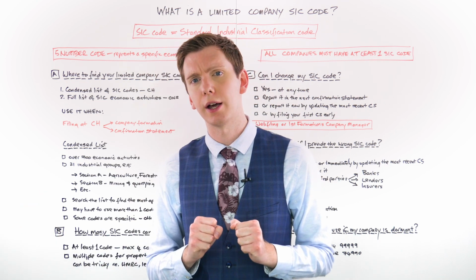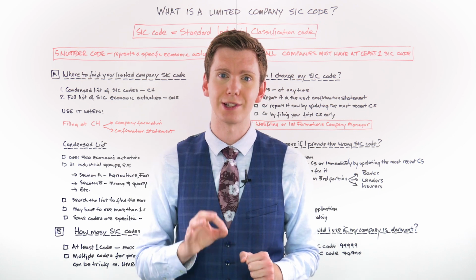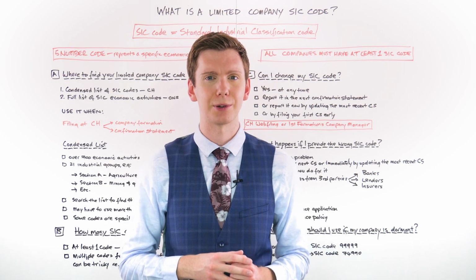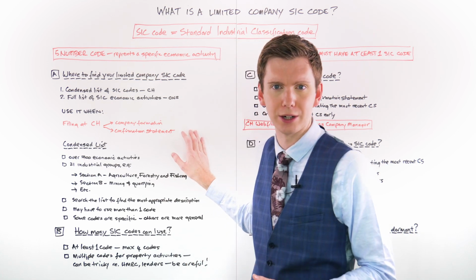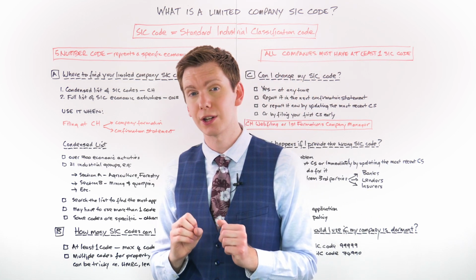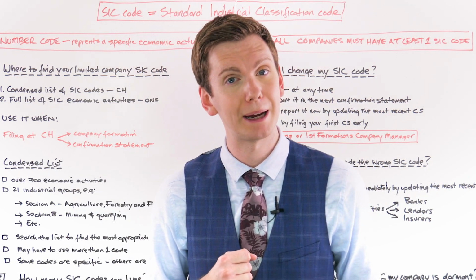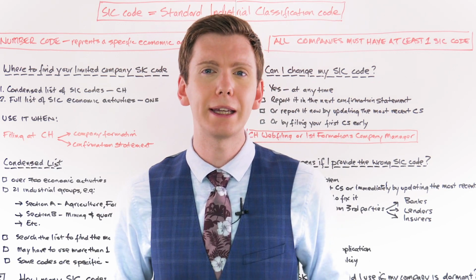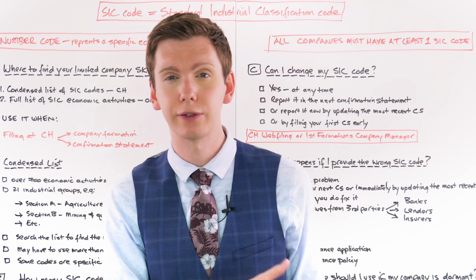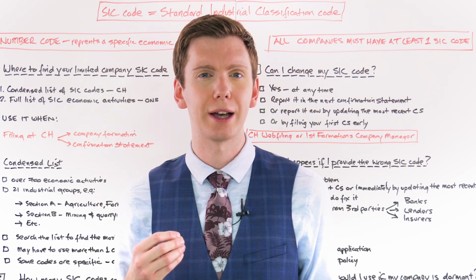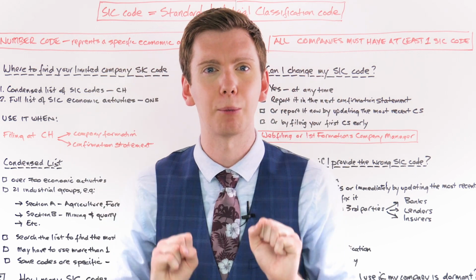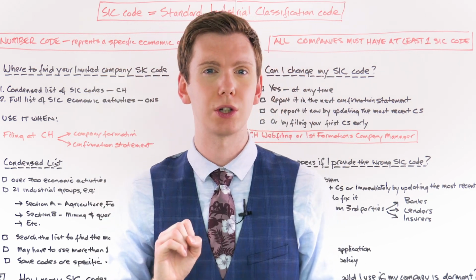You can only use SIC codes from the condensed list when making filings at Companies House, and the sorts of filings that you're looking at are your company formation and your confirmation statement. If you fail to include SIC codes on here, your filing may be rejected. So if your company is using an old SIC code from perhaps the 2003 version, you need to find the equivalent 2007 and provide that one and send it in on your next confirmation statement.